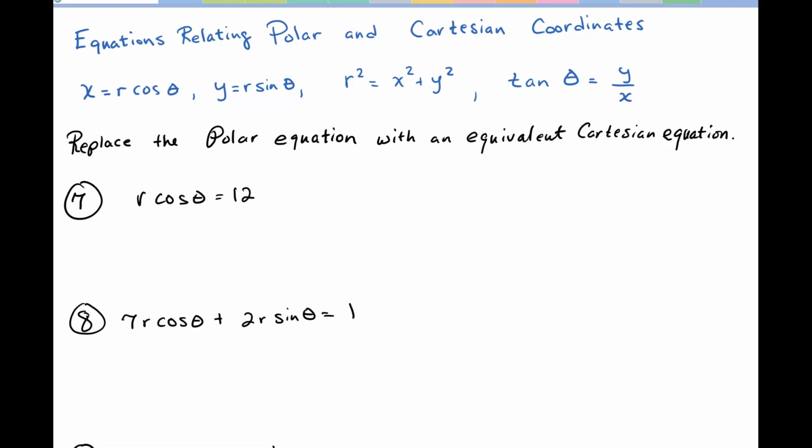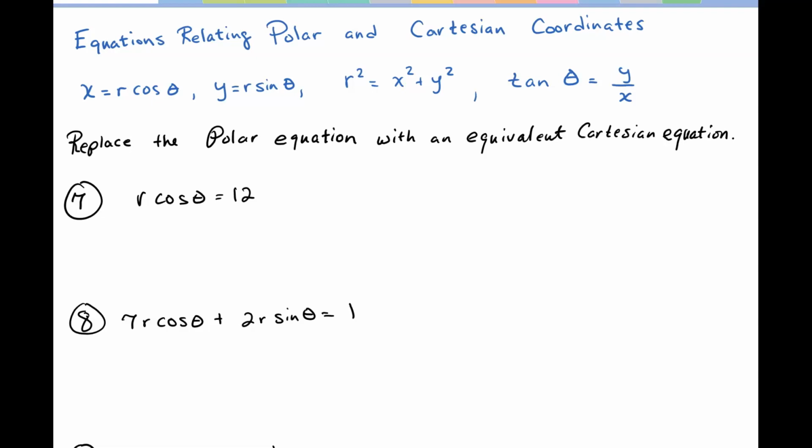Okay, we're going to be relating polar and Cartesian coordinates again, and really we're going to be relating polar equations and Cartesian equations, but we need this foundational information here at the top in relating the polar and the Cartesian coordinates in order to go about approaching these problems. So the first set of examples we're going to look at, we're going to talk about replacing polar equations with Cartesian equations, and then we're going to go from Cartesian equations to polar equations. So let's go ahead and take a look.